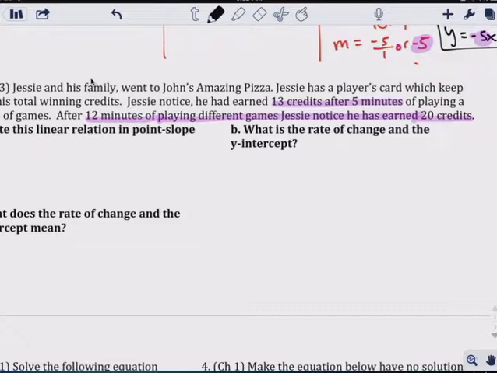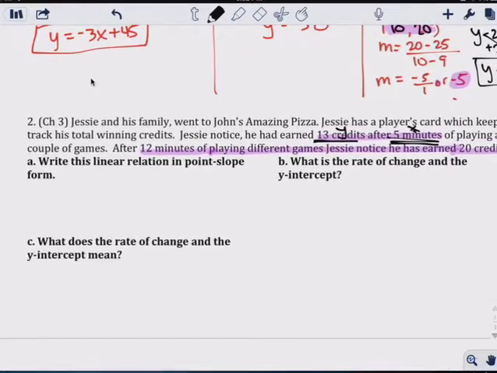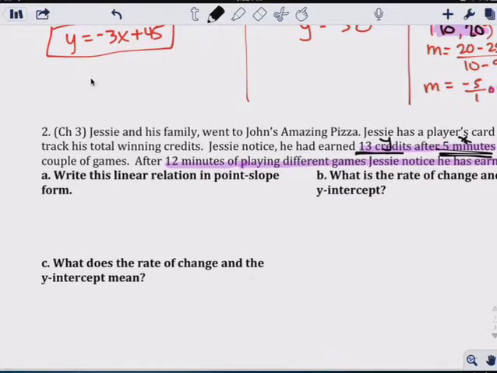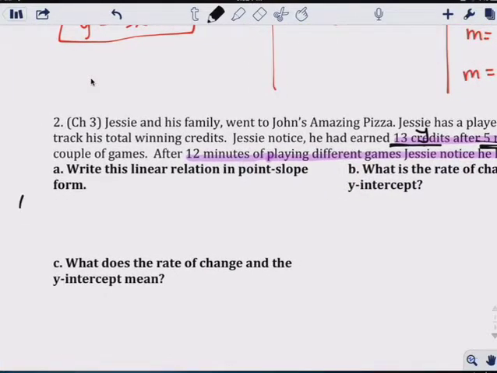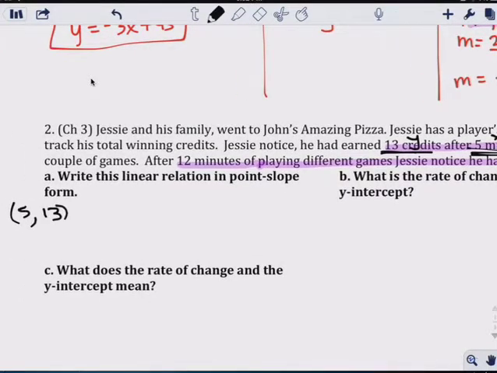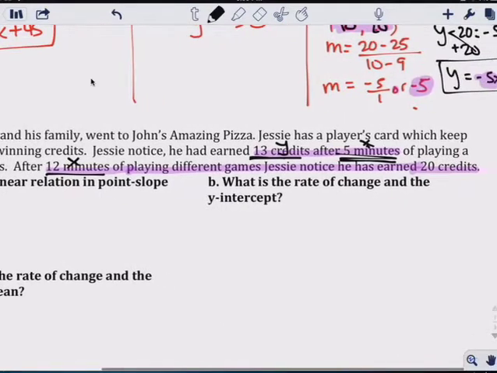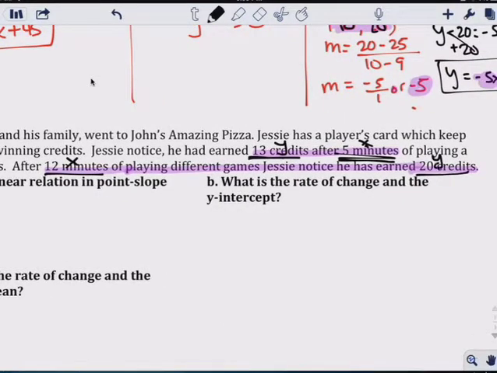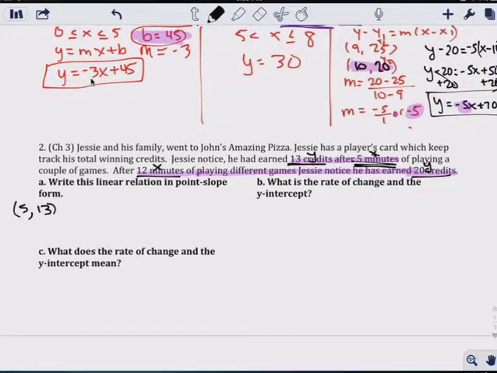So 5 minutes, time is always x. This here is your y. So we want it in point slope. So I'll write here, 5 and 13. Time is always x. Remember, it's the independent. And the other one, 12, is time, so that's x. And then your credits is your y. Make sure you annotate these things. It helps. 12 and 20.